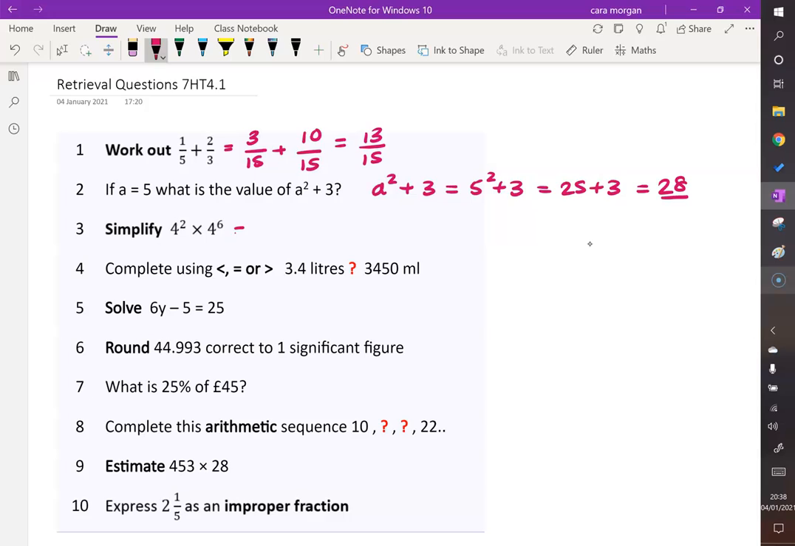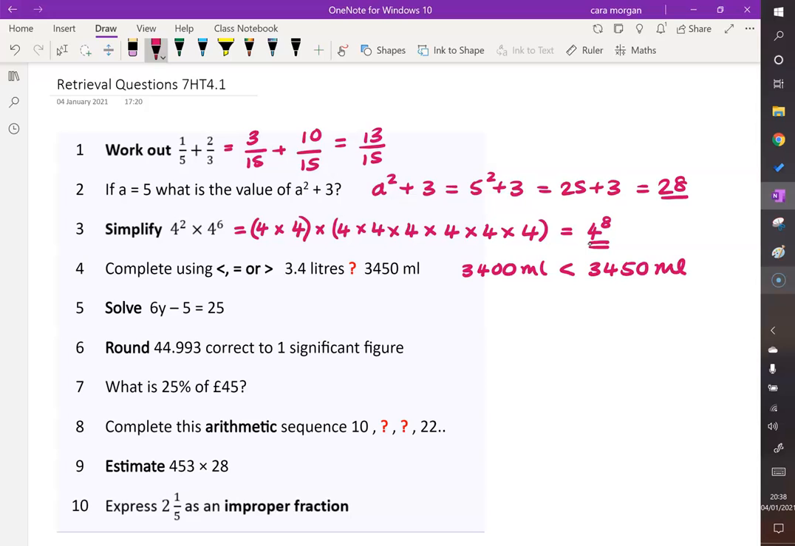The next one, 4 squared. Well, I know that 4 squared means 4 times 4, and I know that 4 to the 6 means 4 times by 4. I'm going to do that 6 times. So I've got 4 squared, and 1, 2, 3, 4, 5, 6 4's being multiplied. Now, the only way I can really simplify that, especially without a calculator, is 4 to the power of 8. The next question, I think I might choose to turn 3.4 litres into millilitres. Therefore, 3,400 millilitres is definitely smaller than 3,450 millilitres.